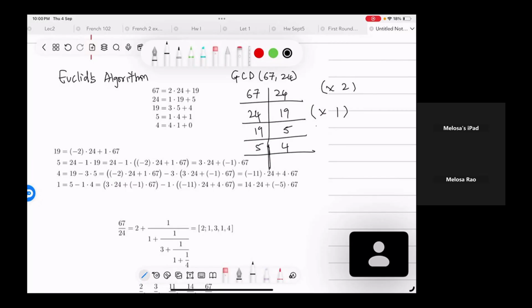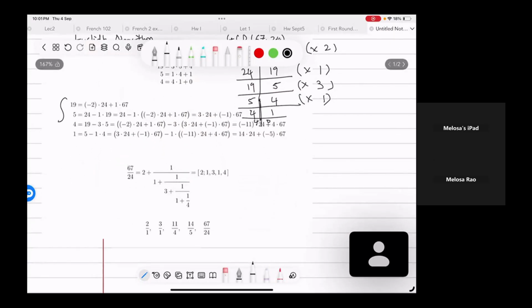Then we divide 5 by 4, so the quotient is 1. The remainder is also 1. And now dividing 4 by 1, the remainder will be 0, and we just get 4. So we can construct these equations from our repeated divisions while following the GCD. So let's look at the second part here.